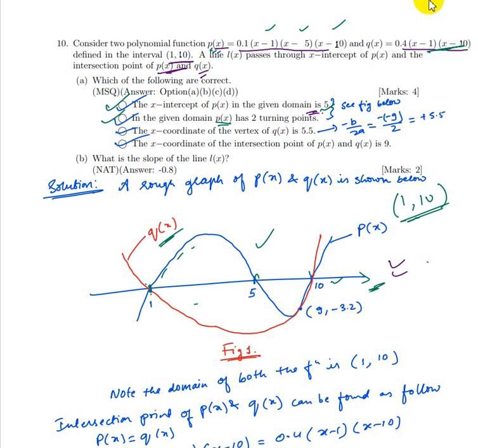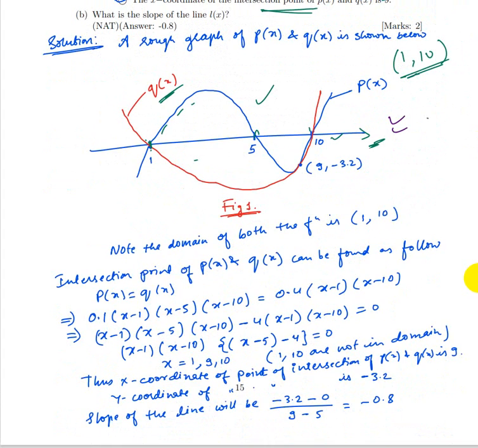Both options are correct. The x coordinate of the vertex of Q(x) is 5.5. This can be easily found using this formula: just get the values of b and 2a and we'll get 5.5. This option is also correct. And the x coordinate of the intersection point of P(x) and Q(x) is 9. For this we have these calculations. Note that the domain has to be noted down because this is very important. The intersection point can be found by just equating them.